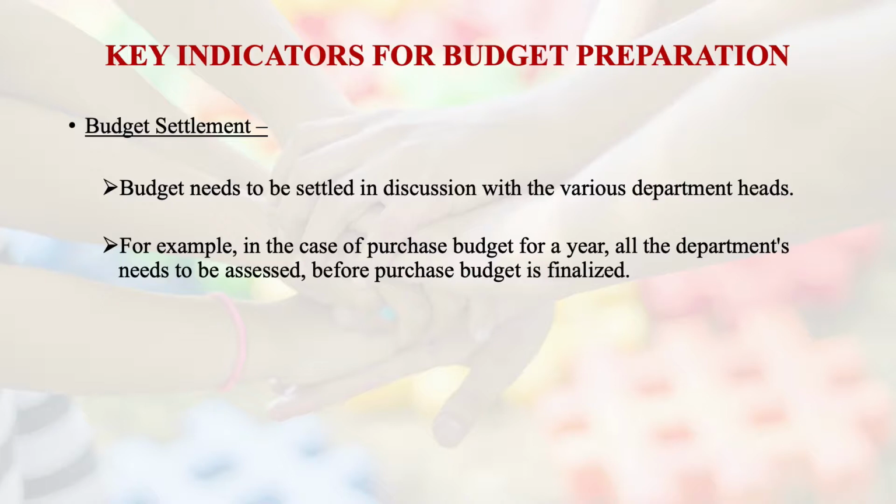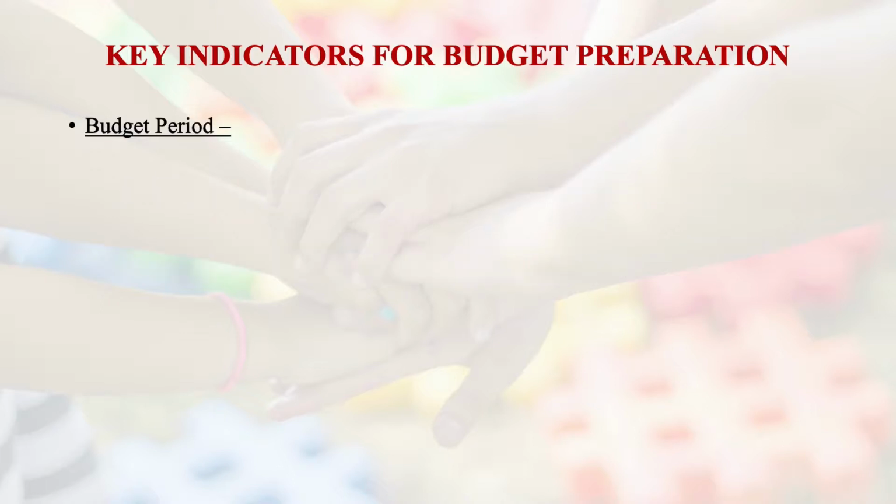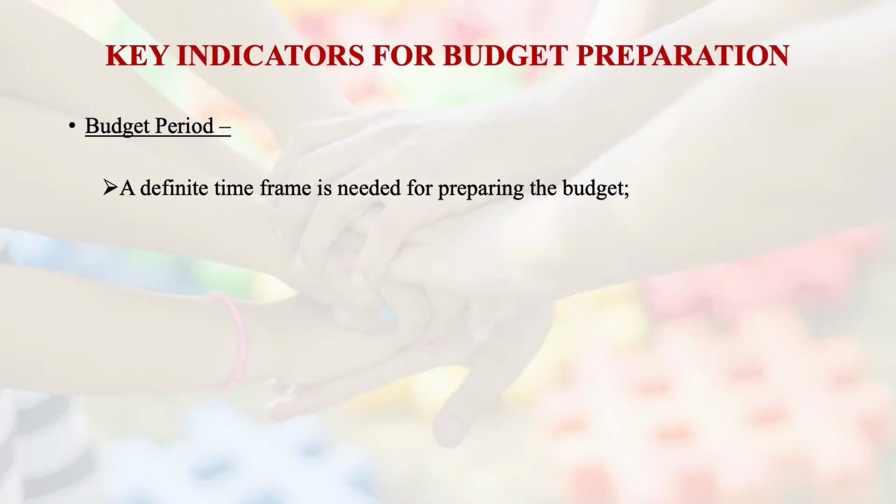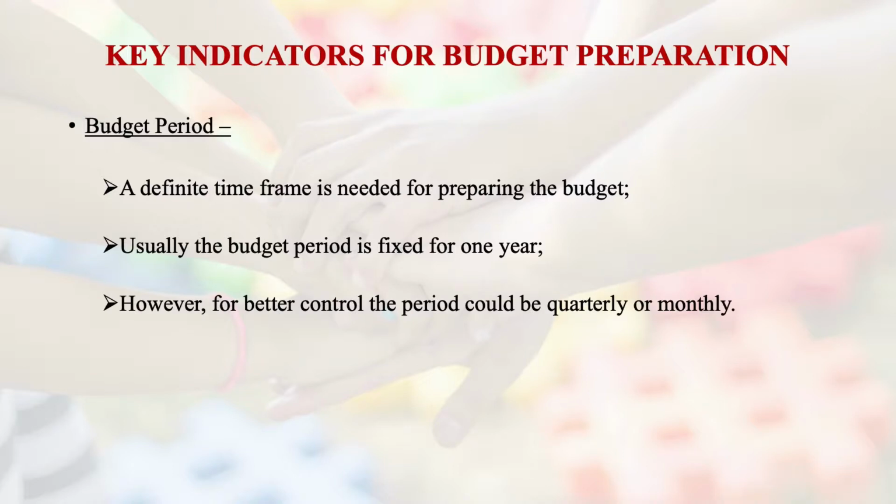The third part is the budget period. This is again a prerequisite. You need to have a definite time frame for preparing the budget, and usually the budget period is fixed for a year. However, for better control, the period could be quarterly or monthly, as I discussed earlier also.